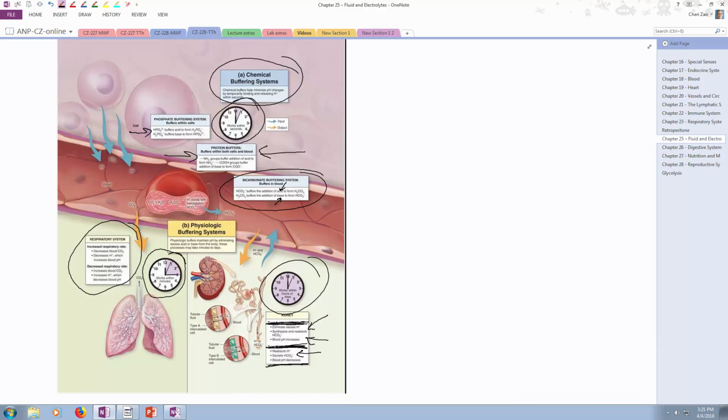So that's the end of our chapter on fluid and electrolytes. And when we get back to campus next week, we will go ahead and go into our chapter 28, the beginning of the reproductive system. So we'll have plenty of clicker questions for in-class section over this chapter, as well as the end of our renal or urinary system chapter.